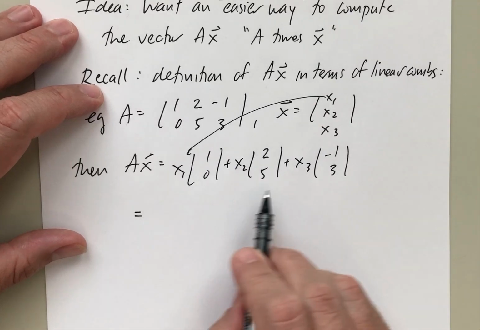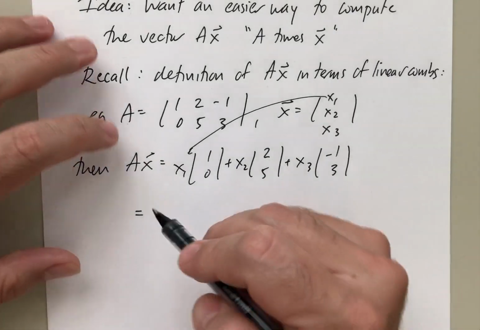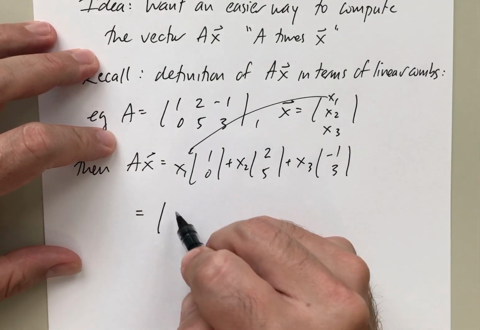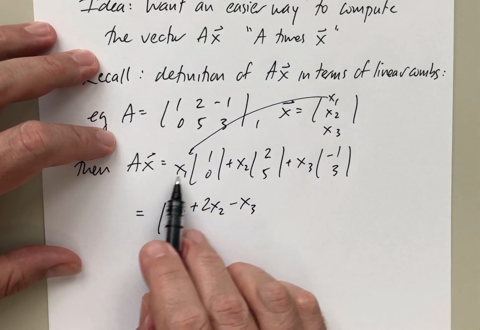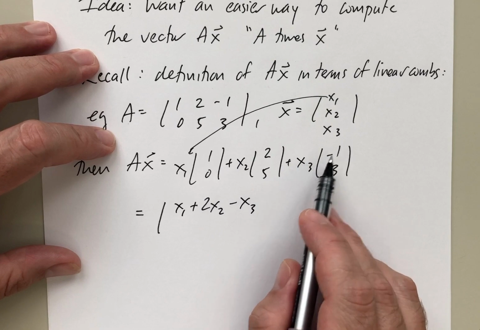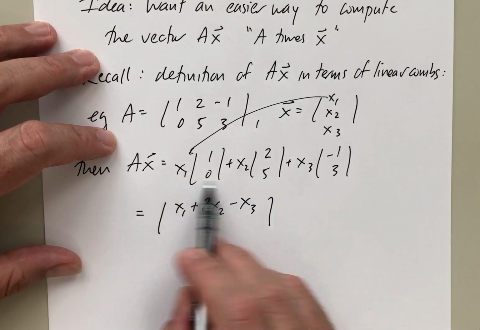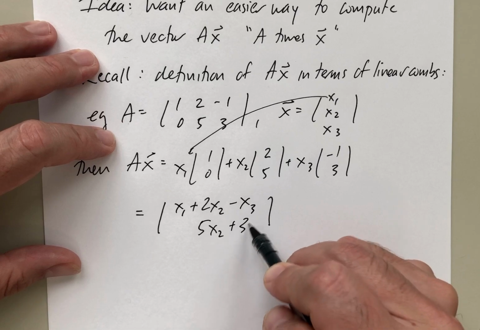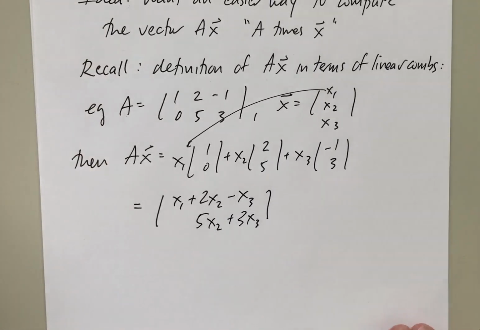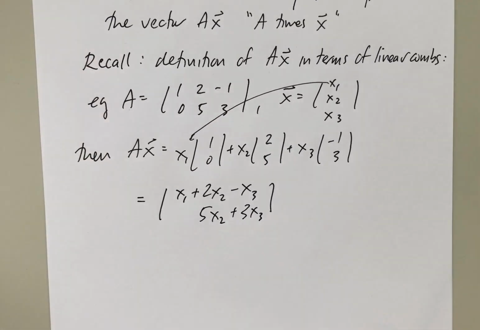Let's actually work this out. Let's compute what it is. It's a vector, and the first entry is going to be what? x1 plus 2x2 minus x3, right? If I take x1 times 1 plus 2 times x2 minus x3. The second entry is 0 plus 5x2 plus 3x3. So this is the vector that I get by taking A times x.